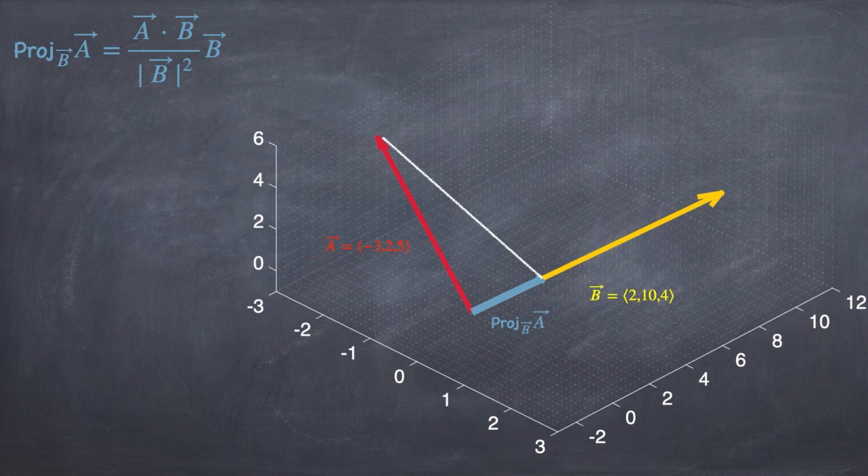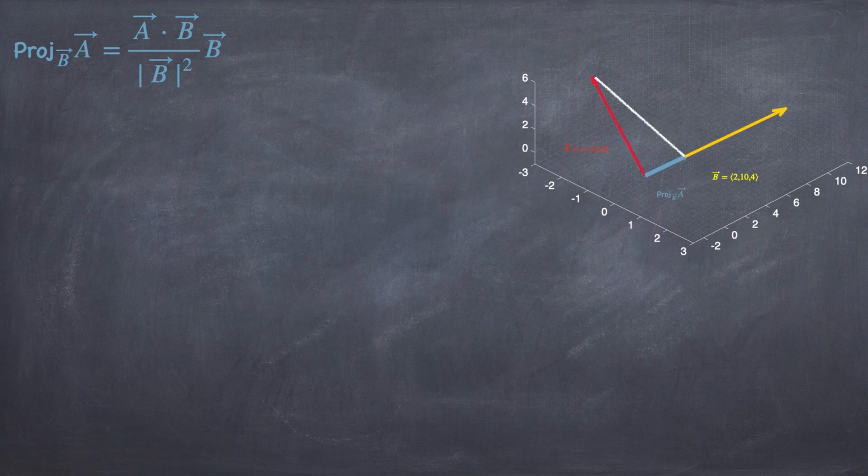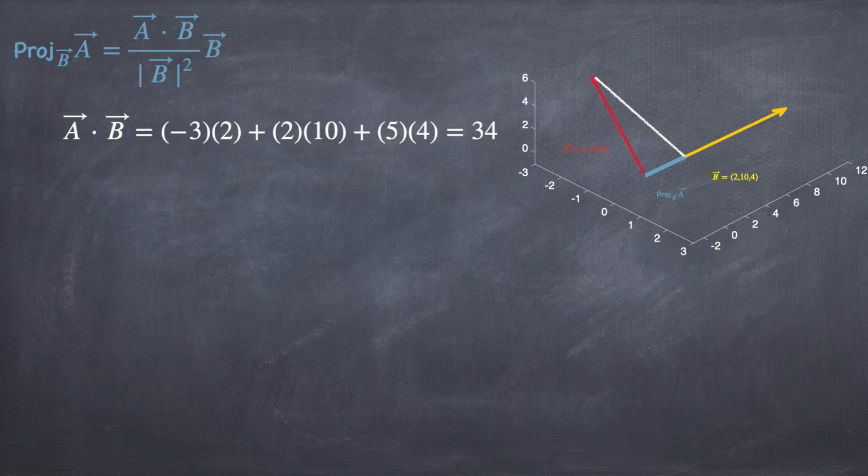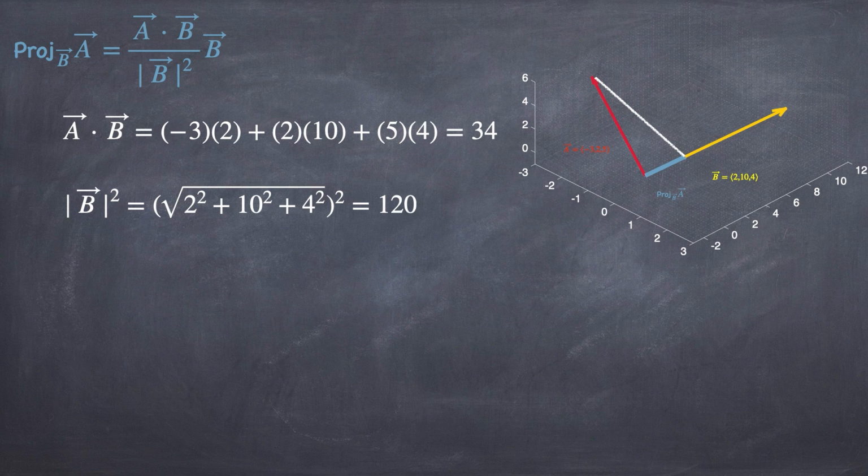And so to calculate this, we just look at the numerator. That's the dot product, the sum product of the components of A and B. The denominator is the magnitude squared. This is also equivalent to B dot B. So you may see that in other formulas.